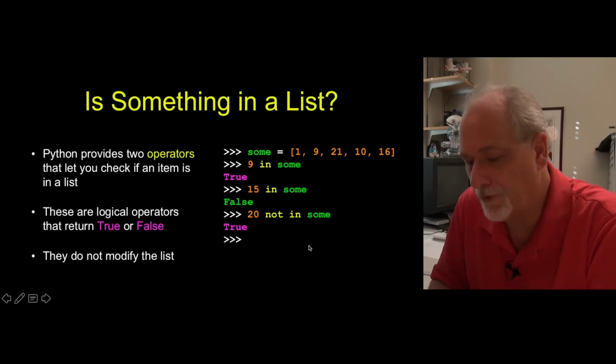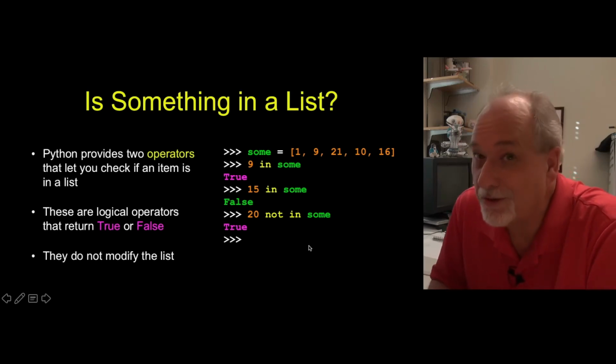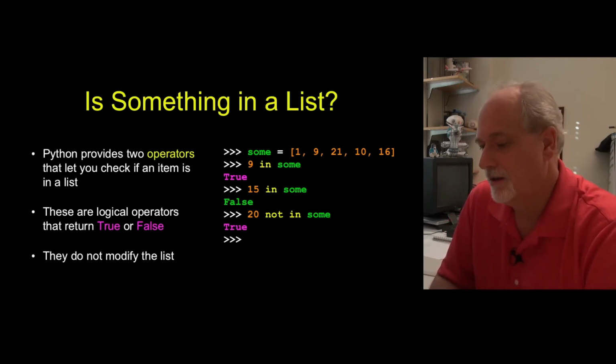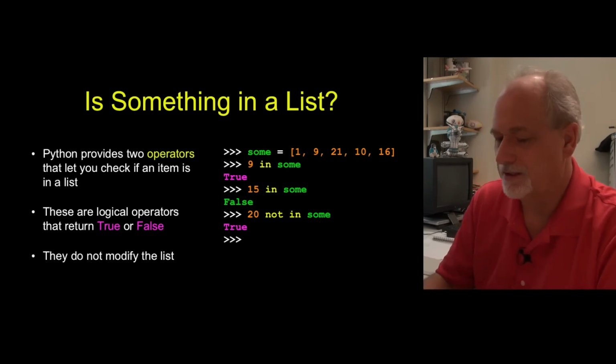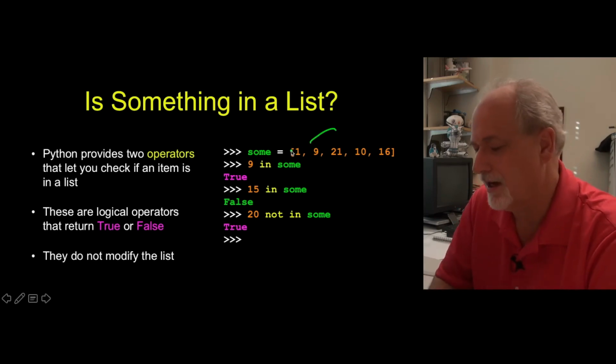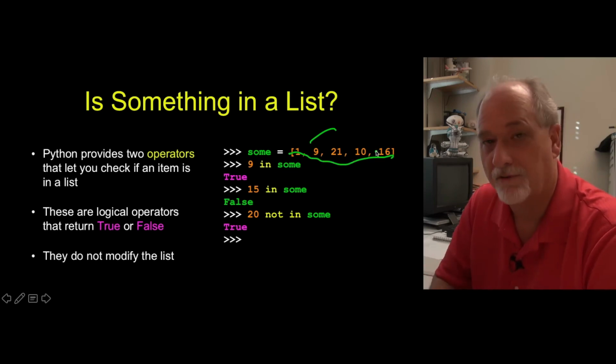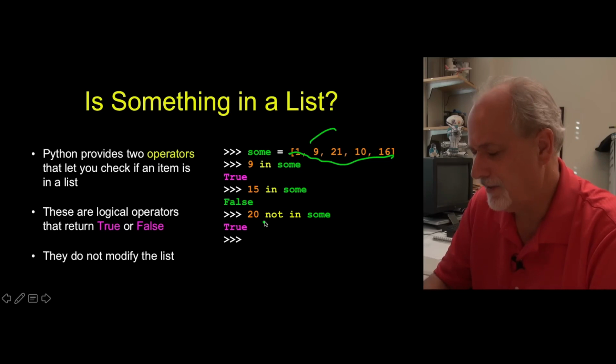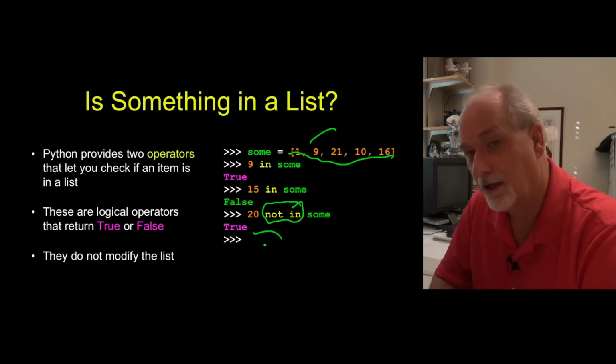We have an in operator. It works pretty much like the in operator in a string. Is 9 in my list? That's pretty simple, and the answer, of course, is yes, 9 is in my list. Is 15 in my list? Looking through, no, it's not. 15 is not in my list. And then there's the not in operator. You can think of that as kind of like one operator. Is 20 not in the list? And the answer, since it's not there, is true.